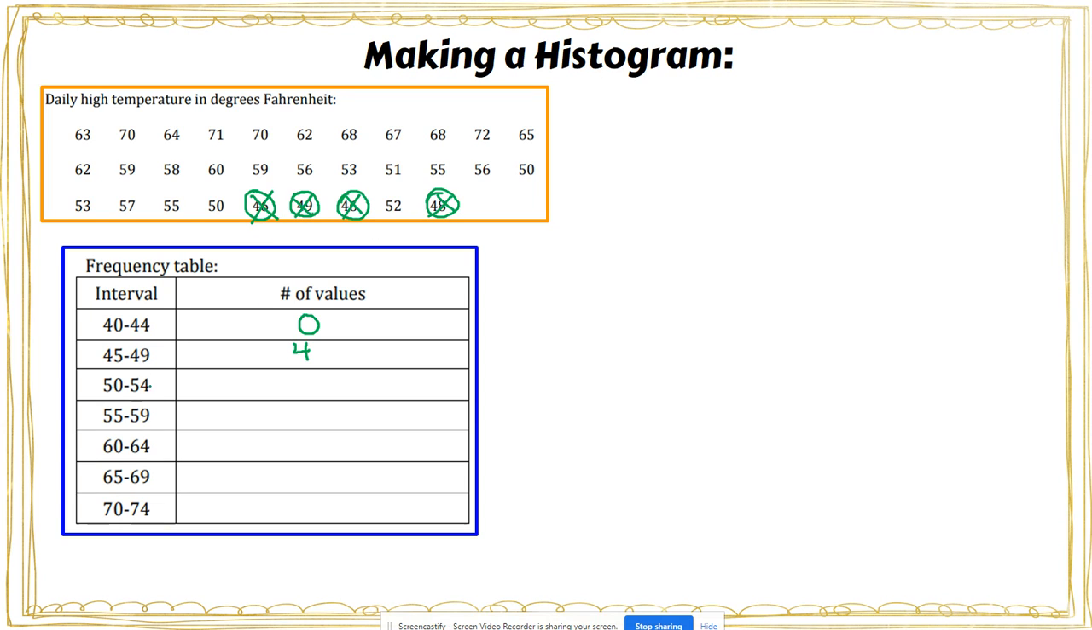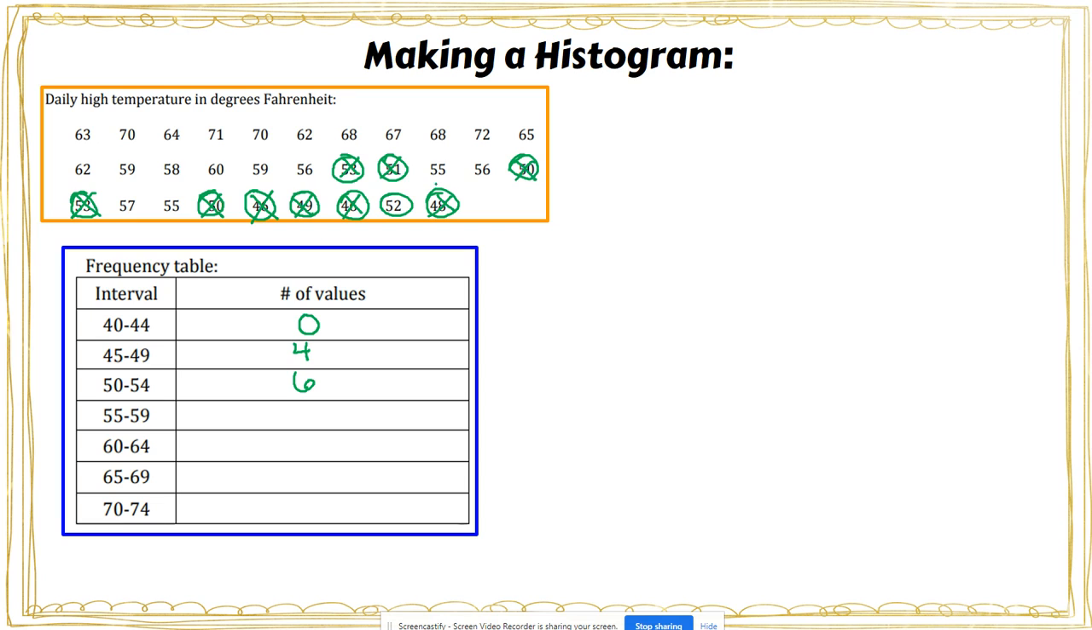Now we're going to look for numbers between 50 and 54. So between 50 and 54, I see that I have 53, 51, 50, 53, 50, and 52. Now that is a frequency of 1, 2, 3, 4, 5, 6. So there are 6 numbers that occur between 50 and 54.